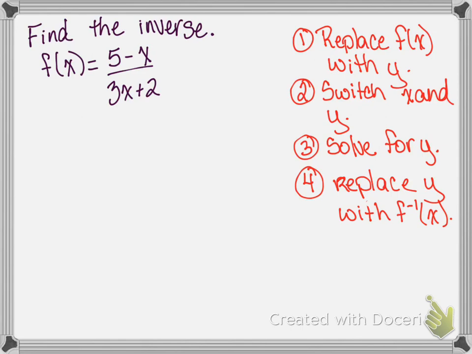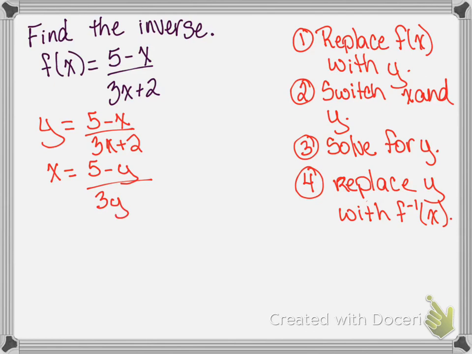F of x, I'm going to change that to y. Then I have 5 minus x over 3x plus 2. Okay? I'm going to remove my y, and I'm going to put my x. Then I am going to remove each x and put a y. Now the algebra comes into play. Now what I have to do is solve for y.